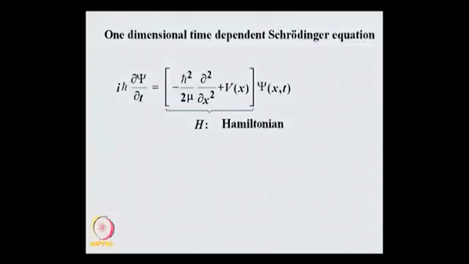Now, as we had discussed last time, 2-3 turns back, the one dimensional time dependent Schrodinger equation. So, we had i h cross partial psi by partial t equals minus h cross square by 2 mu partial 2 by partial x square plus V of x. This quantity is known as the Hamiltonian, times psi of x t.